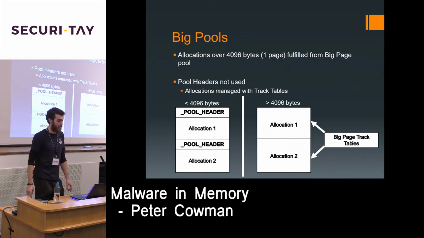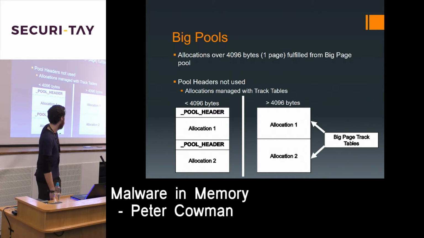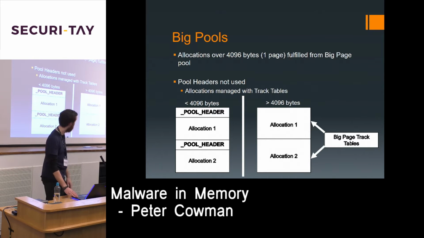The difference with this, which makes it harder for our purposes, is you lose the pool headers, which have the pool tags in them. Allocations are managed within separate track tables. So on the left, you've got a normal allocation where you have your pool header. You'd then have within that allocation, object header, optional headers, data. Whereas you lose that if it becomes big pools. So that loses some information and makes it a little bit harder to pull anything out.